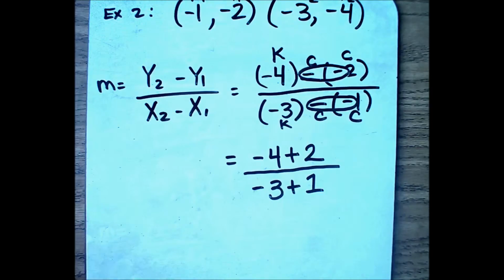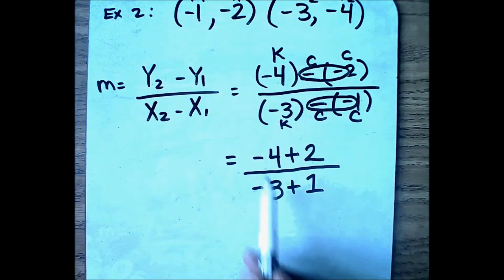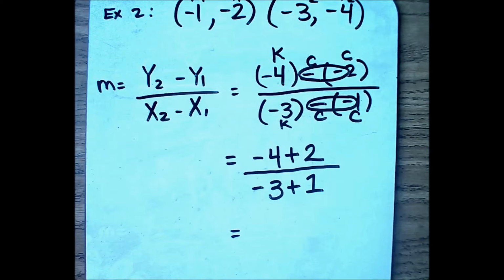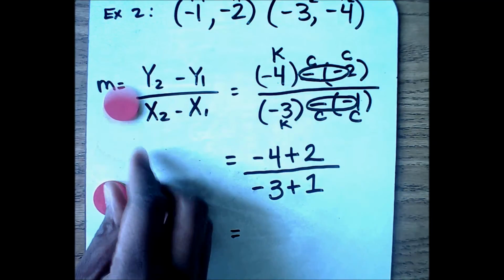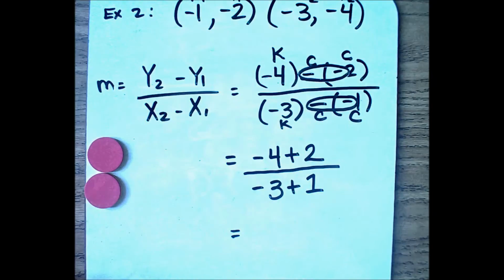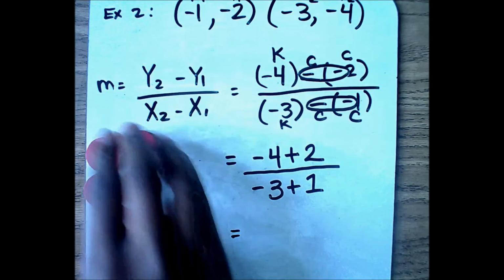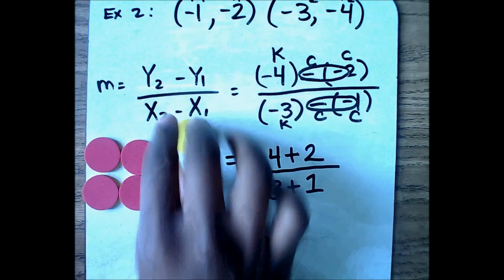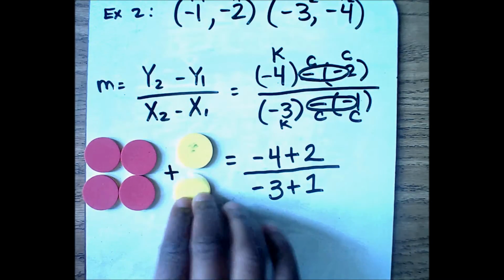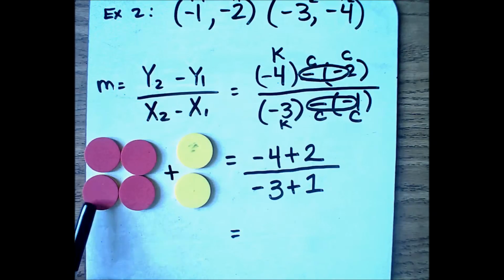All right, so again, we're going to use our integer rules one more time. For the numerator, I have -4 plus 2. Now, I like to use counters in order to find these things. A lot of people don't, I guess because they believe it's elementary, but it helps me out a lot. So if I have -4, I'm going to represent -4 by 4 red counters. Again, the red side represents negative, and the yellow side, of course, represents positive. So I have -4 plus 2.